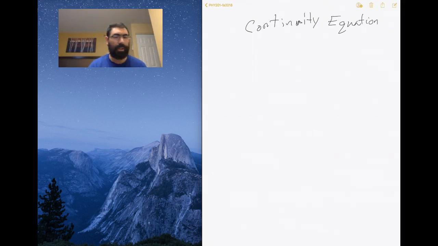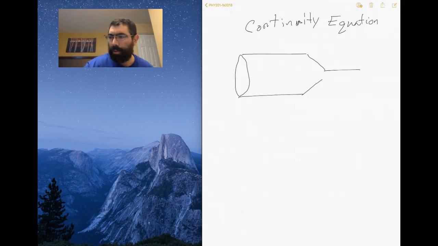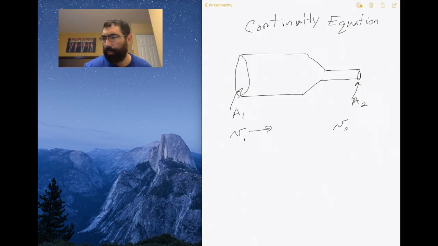So we're going to consider basically a case of, let's say I have this pipe where the pipe narrows from an area of A1 down to an area of A2. Now, if the fluid is moving at some velocity V1, what's going to be the velocity that the fluid's going to be moving when it gets down into the narrow section?